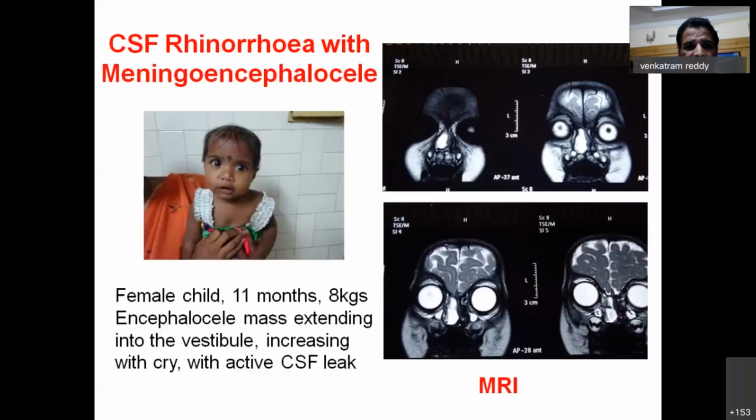And this is a child with a CSF rhinorrhea with a meningoencephalocele. It is an 11-month-old baby. It's a congenital defect here, and a huge encephalocele here. This is an MR picture. It gives such a beautiful picture, and this was operated almost 10 years back by me. The child is doing very well. Now he's a 10-year-old. He's going to school.